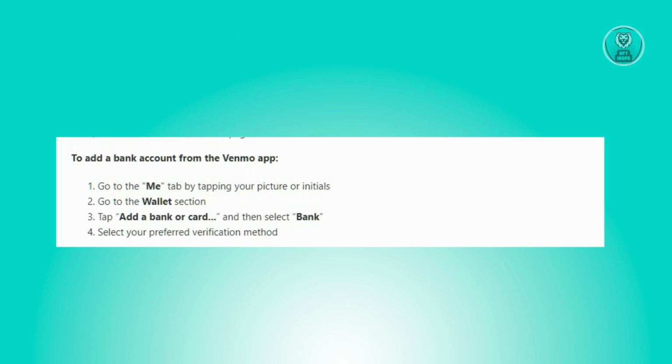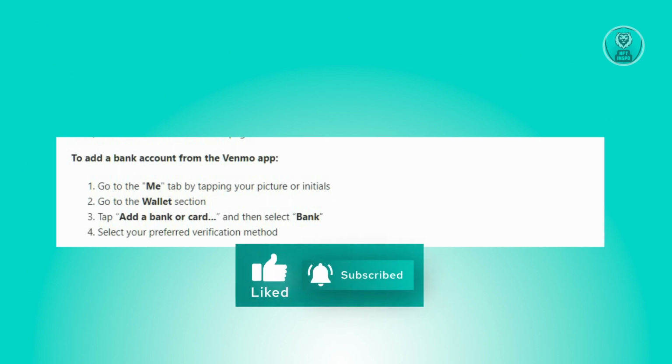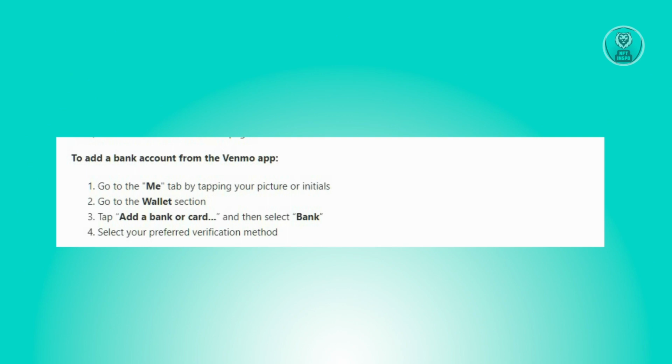Now, once you click on that, the next thing that you'll need to find is the add a bank or card option. So once you click on that, you just need to select bank and you just need to enter your banking information for Wells Fargo. So once you've entered your information, make sure that this information is correct. You just need to select the preferred verification method for your account. Now, once you've done that, you are now ready to use your linked bank account.